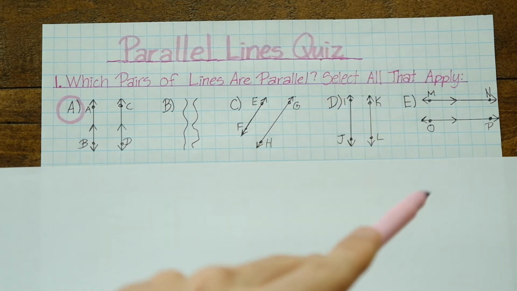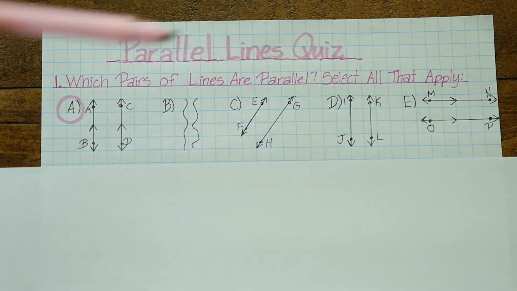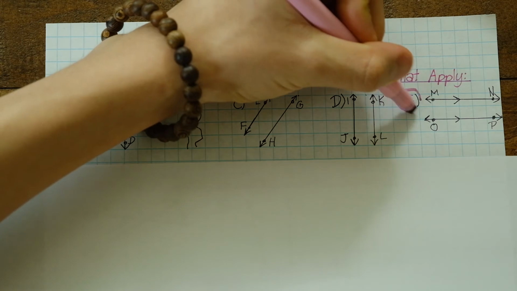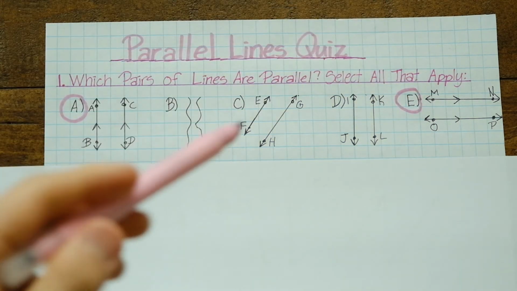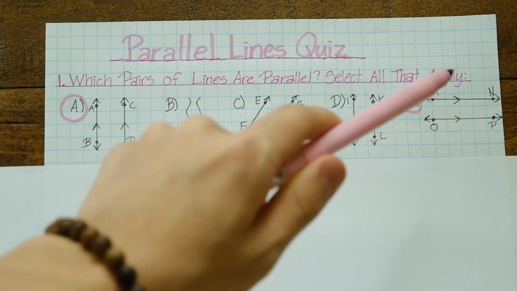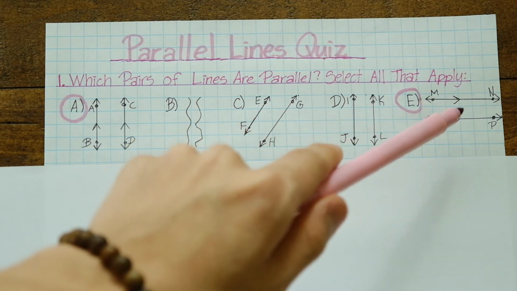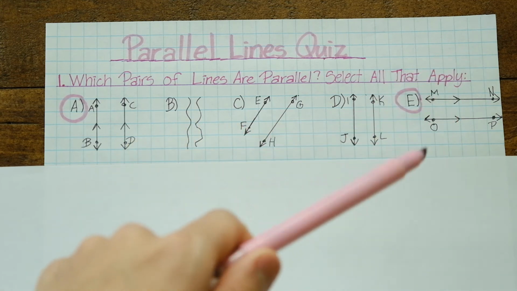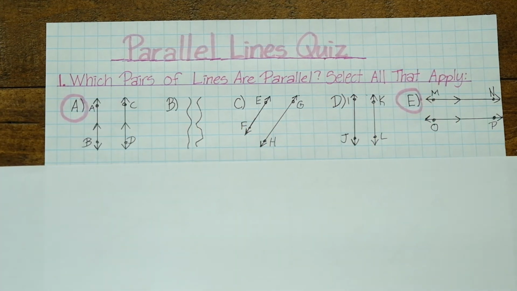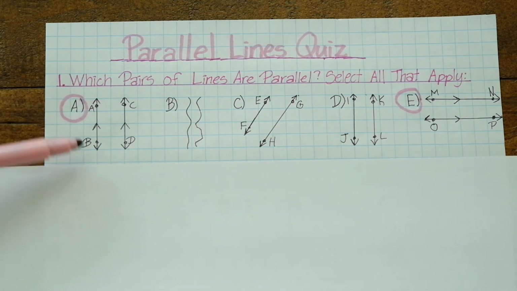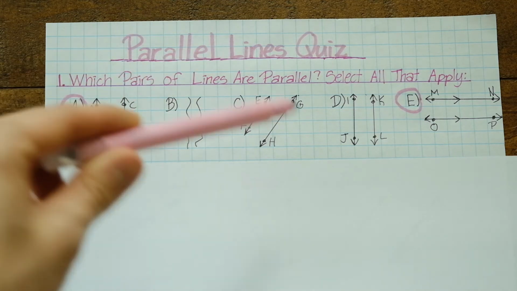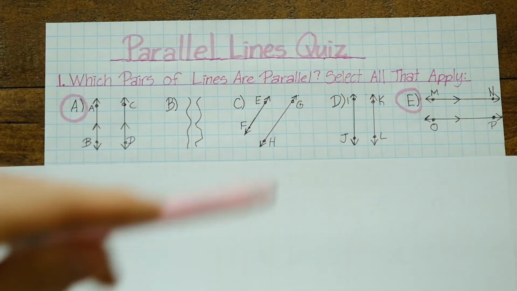Finally, E is parallel. You can tell this because they have two arrows, meaning they are parallel. And also, I do my math on grid paper because it's easier to draw and write straighter. And also, it's easier to tell whether the lines are straight or not.